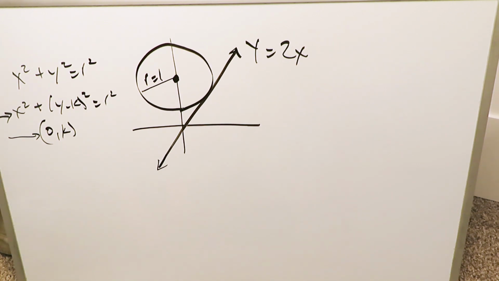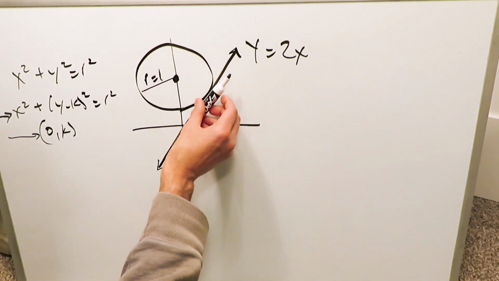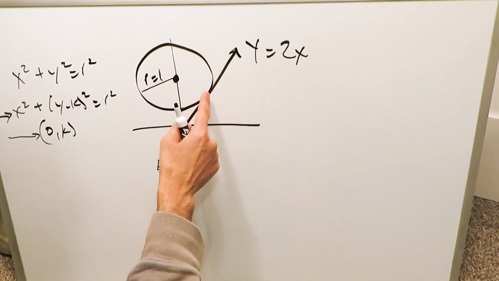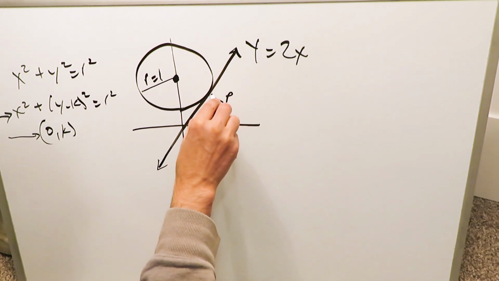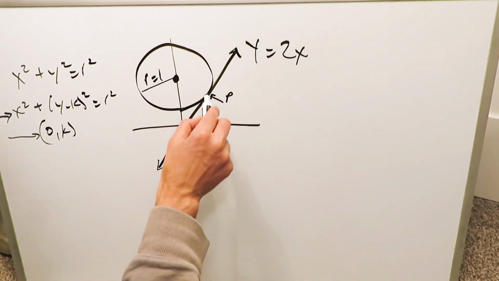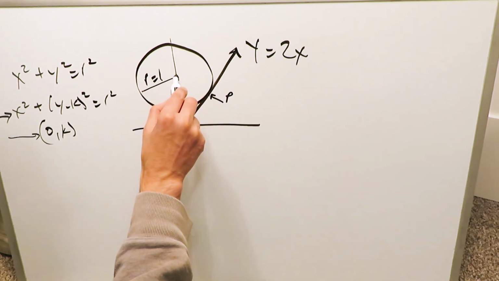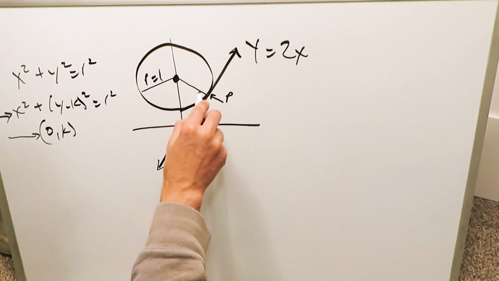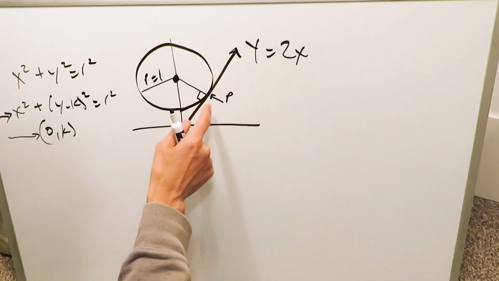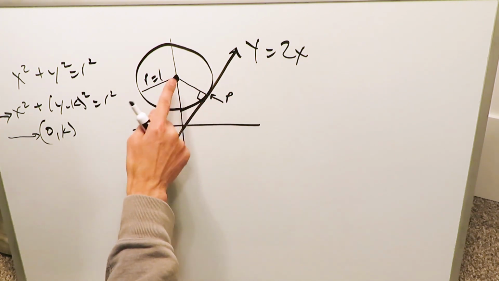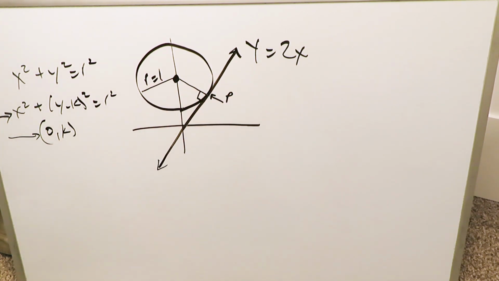Think about a very important property of tangent lines and circles. This line right here, y equals 2x, is tangent to the circle at a specific point right here. We'll call that point P. There's a tangential contact over there. If you connect this point P to the center of the circle, you develop a right angle, and that's a property of circles. When you have a tangent line to a circle and you connect that point of tangency to the center, you're always developing a 90-degree angle.